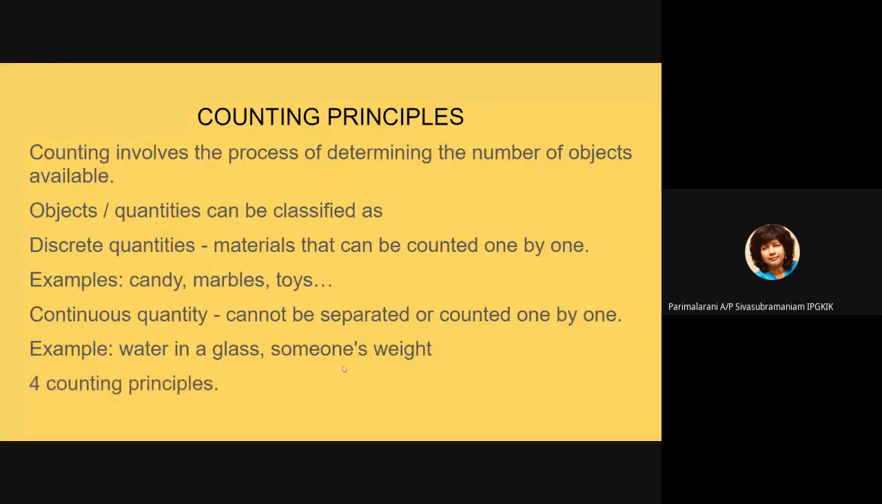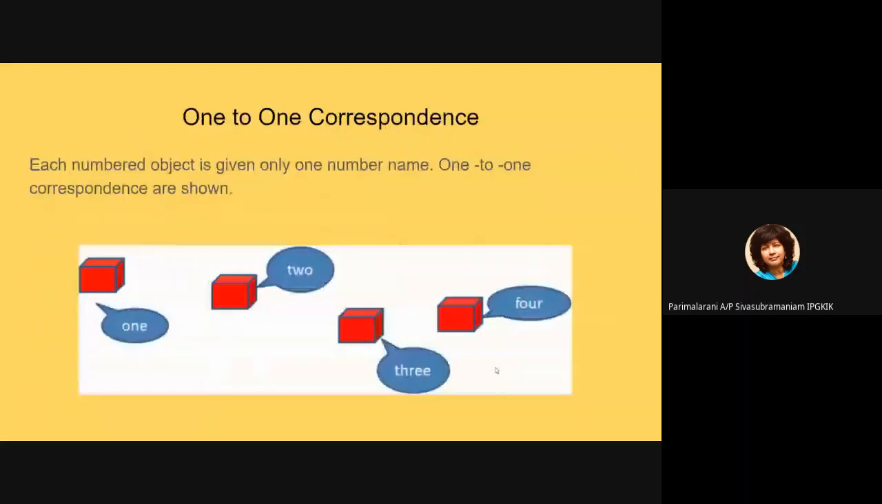There are 4 counting principles that the teacher must understand. We don't have to teach this to the students, but the teacher must understand the 4 counting principles. The first counting principle is one-to-one correspondence. You have already seen this earlier. One-to-one correspondence is matching, so each object is given only one number name. Number name here means 1, 2, 3, 4. These are all number names. So each object is only given one name.